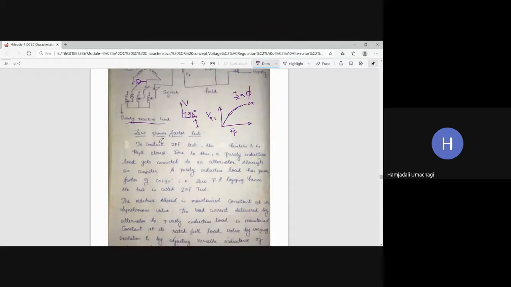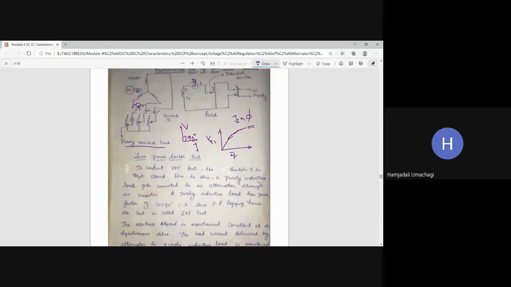Okay. To conduct the ZPF test, the switch S is closed. So now here we need to close the switch because it is as good as the short circuit test only. Switch S is kept closed. Due to this, a purely inductive load gets connected to an alternator. So by closing the switch, you are connecting pure inductive load to the alternator through an ammeter. This is one more ammeter, and now this ammeter will give you the short circuit armature current value. A purely inductive load has power factor of cos 90.